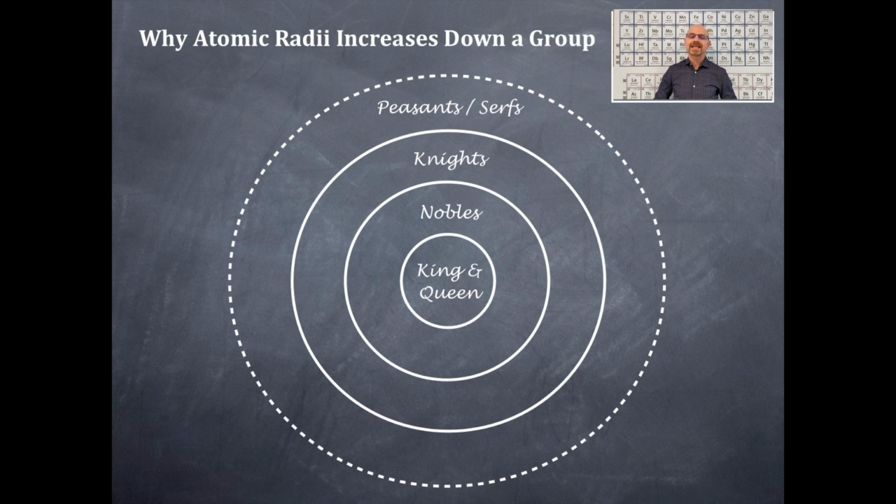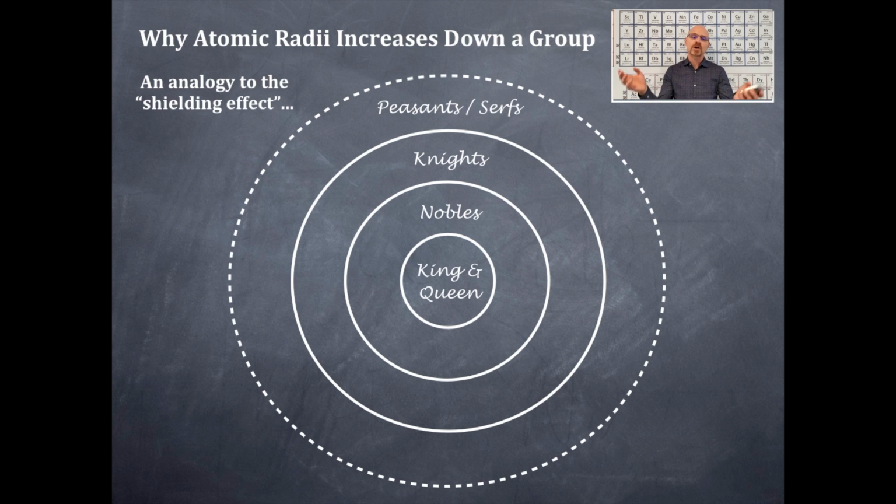So why do the atomic radii increase going down a group? Here's an analogy for you. The nucleus is the king and the queen, and they're of course positive and neutral, if you will, the positive protons and the neutral electrons. Everybody wants to get to that positive charge held by the king and the queen in the nucleus. Now, the first energy level, n equals 1, is where the nobles are, which have electrons, and they are attracted to the king and the queen, and they have direct contact with the king and the queen. Now, the next energy level, n equals 2, are the knights.